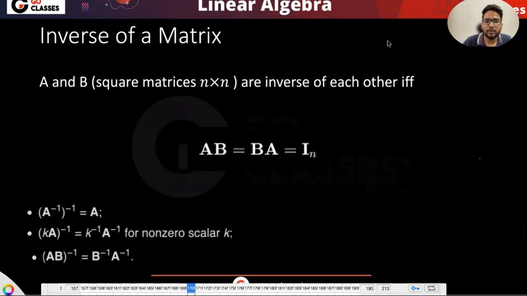Okay. Now, let's talk about the properties of inverses. So the first property is that if you take the inverse of the inverse of a matrix A again, then you will be getting the same matrix. Okay? I will not prove it. Obviously, I will not prove small things.